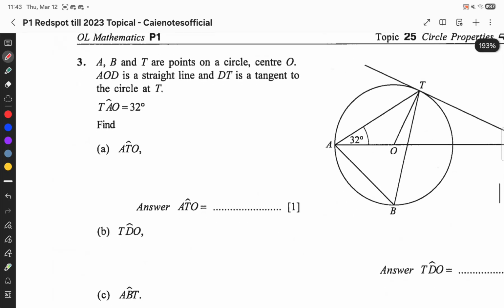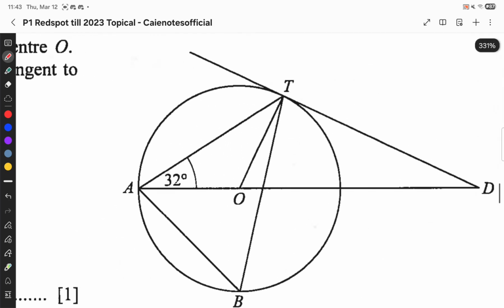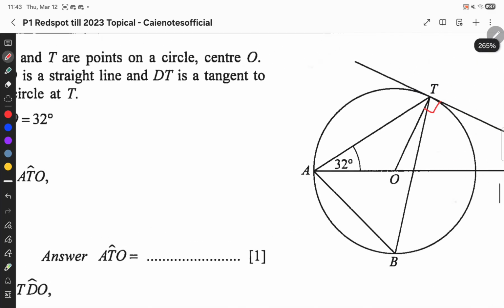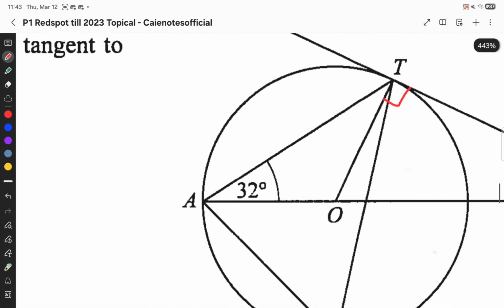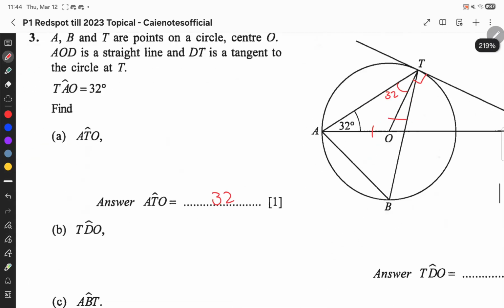Next, what are we given? Straight line DT is a tangent to the circle at T. We know tangents, so this will be 90 because this is a radius and this is a tangent. Next we need to find ATO. How do you do this? Well, this is isosceles, made by radii, so this is 32, and boom, we get the answer.